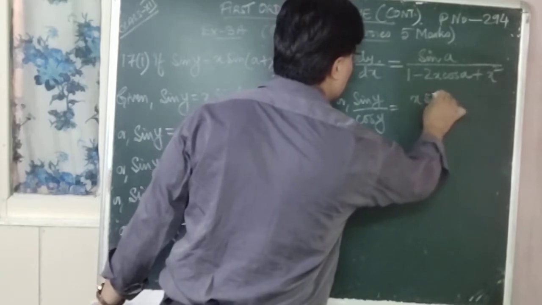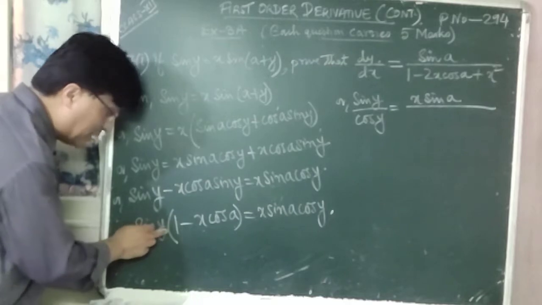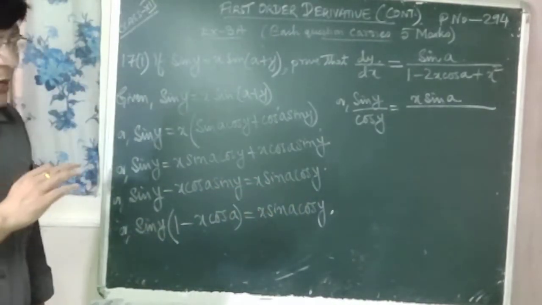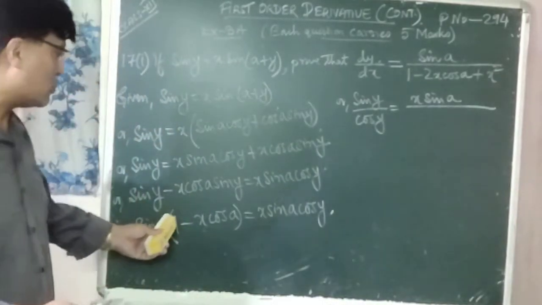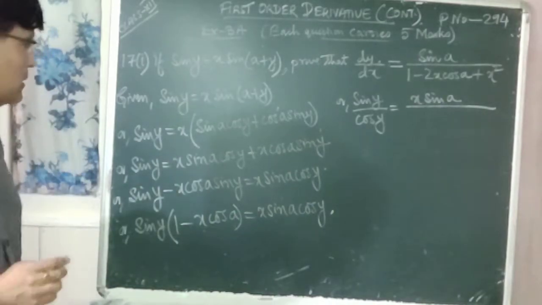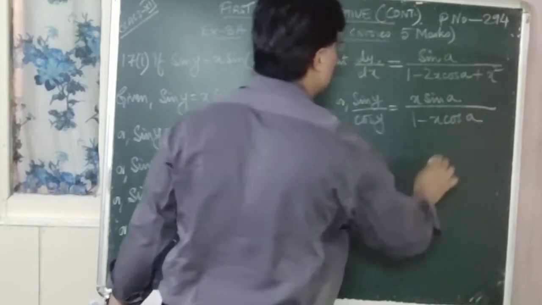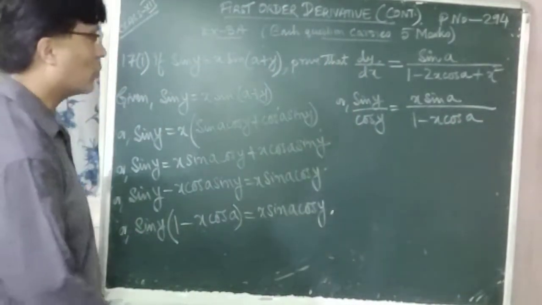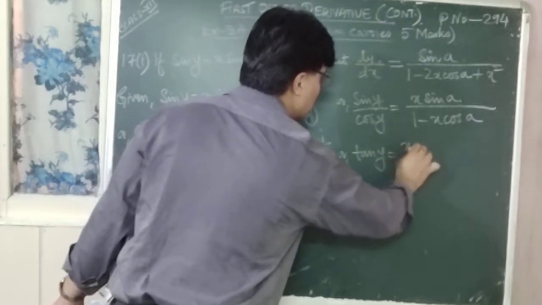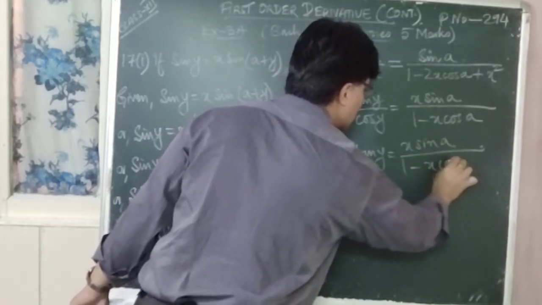It is x sine a, this whole divided by, now this 1 minus x cos a goes to the right hand side. So when you write 1 minus x cos a on the right hand side, you should write it in the denominator. That is 1 minus x cos a. Okay. Or what is sine y by cos y? Tan y is equal to x sine a divided by 1 minus x cos a.